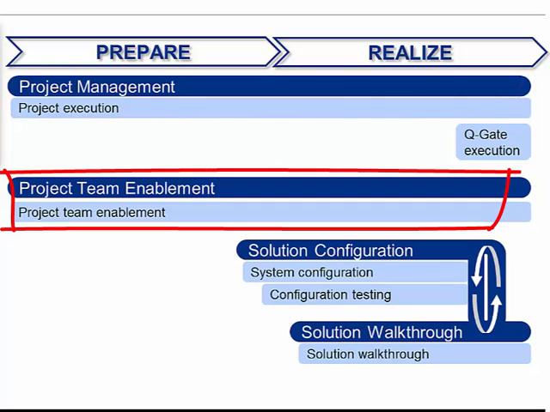Enablement begins with the initiation of the project as project team members receive numerous details to prepare for the project and working with the solution. Some of the enablement is delivered via workshops.